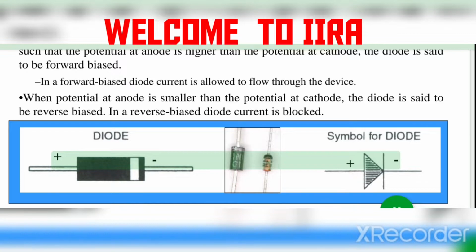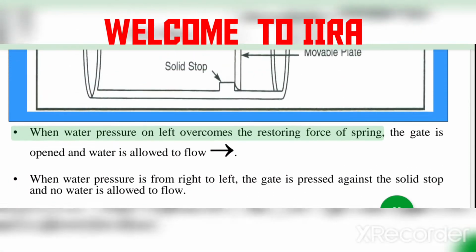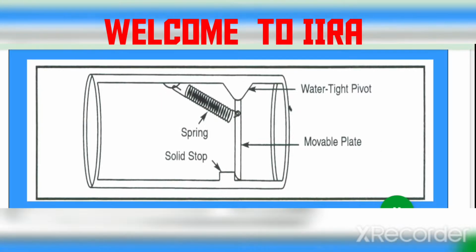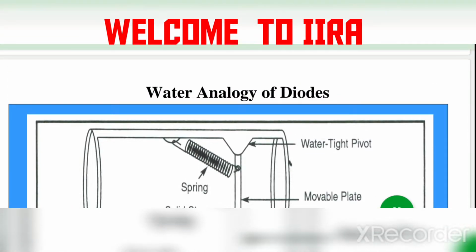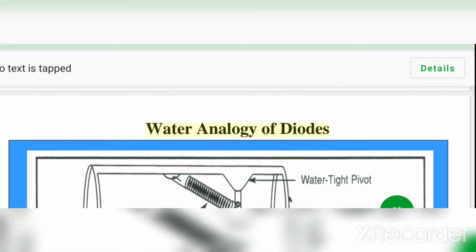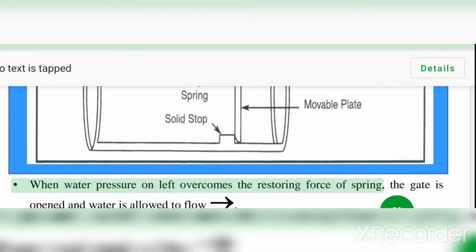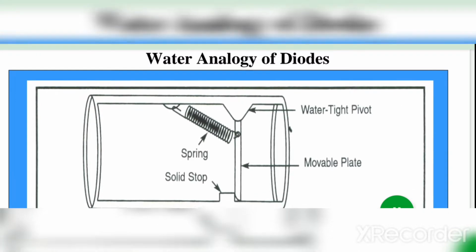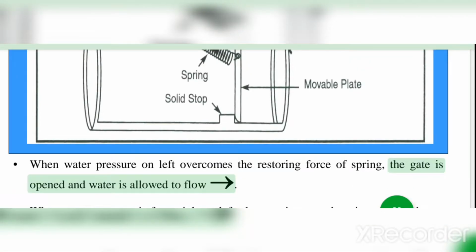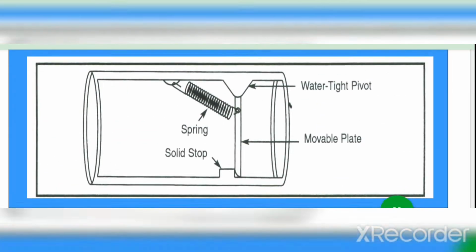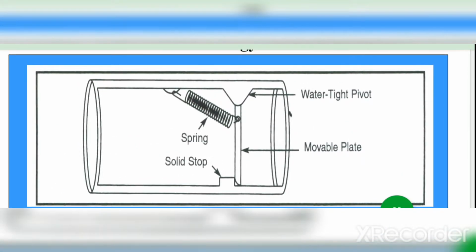Water analogy of diodes. When water pressure on the left overcomes the restoring force of the spring, the gate is opened and water is allowed to flow. When water pressure is from right to left, the gate is pressed against the solid stop and no water is allowed to flow.